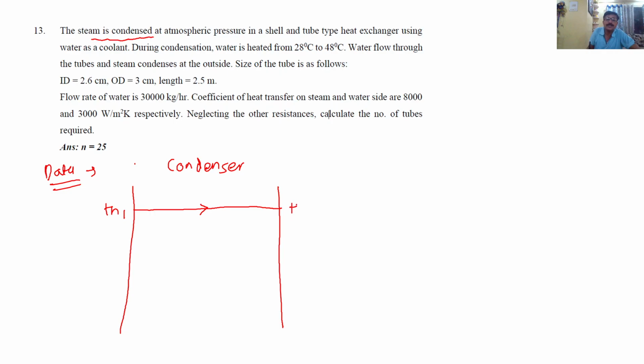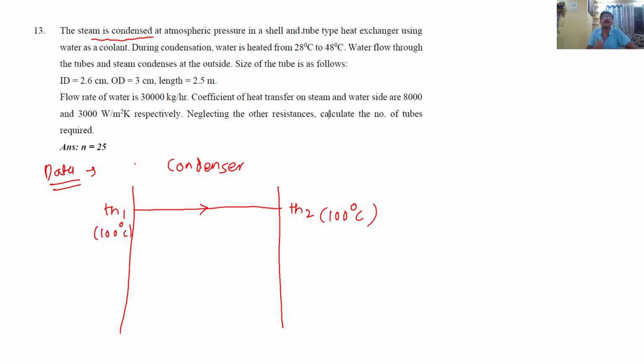So the hot fluid is changing the phase, so the temperature of the hot fluid remains constant. It is shown by a horizontal line. That means TH1 and TH2 are the same. At atmospheric pressure, you must know the condensation point of steam. At atmospheric pressure, steam gets condensed at 100 degrees Celsius. So TH1 is 100 degrees Celsius and TH2 is also 100 degrees Celsius.